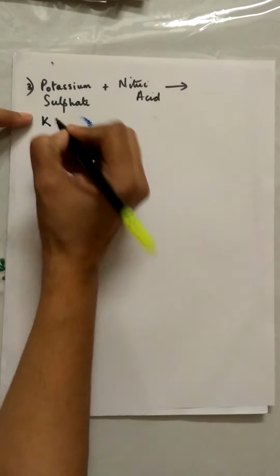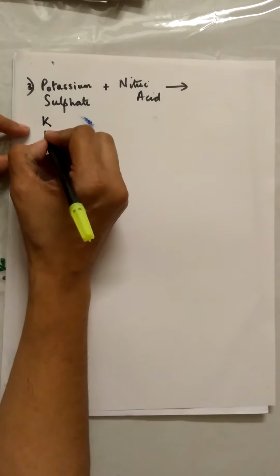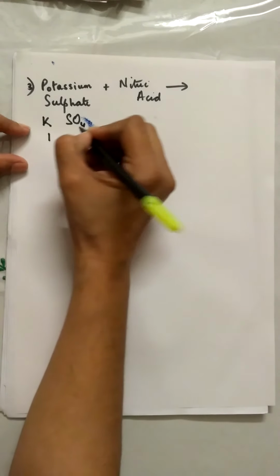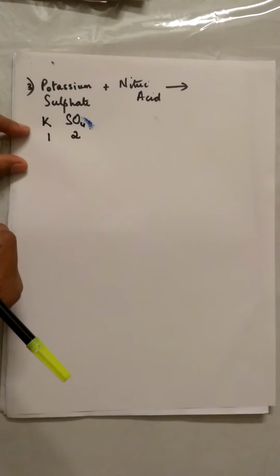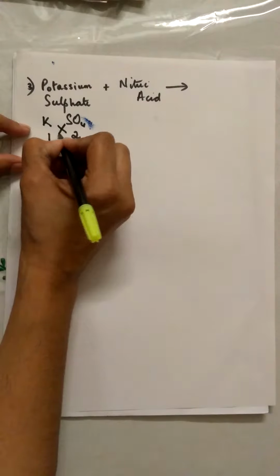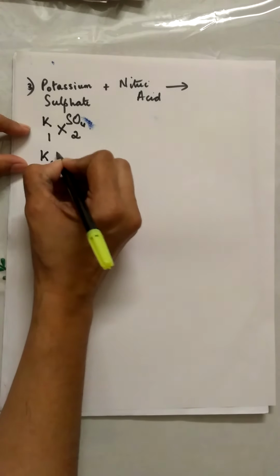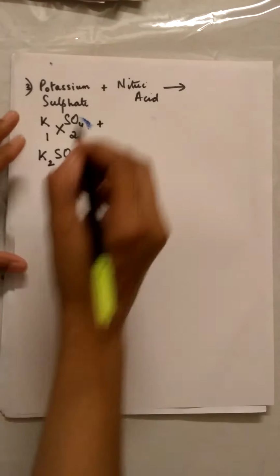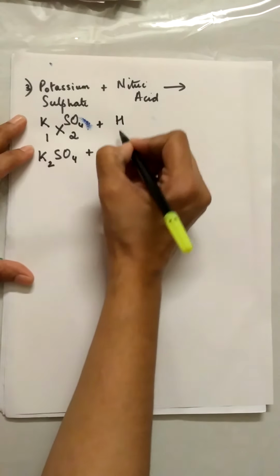So you have potassium sulfate. Potassium symbol is K. Valency of potassium is 1. Then we have sulfate, SO4. Valency of sulfate is 2. So after we cross multiply, we get K2SO4 plus, all acids we know contain a positive ion which is hydrogen, and valency of hydrogen is 1.